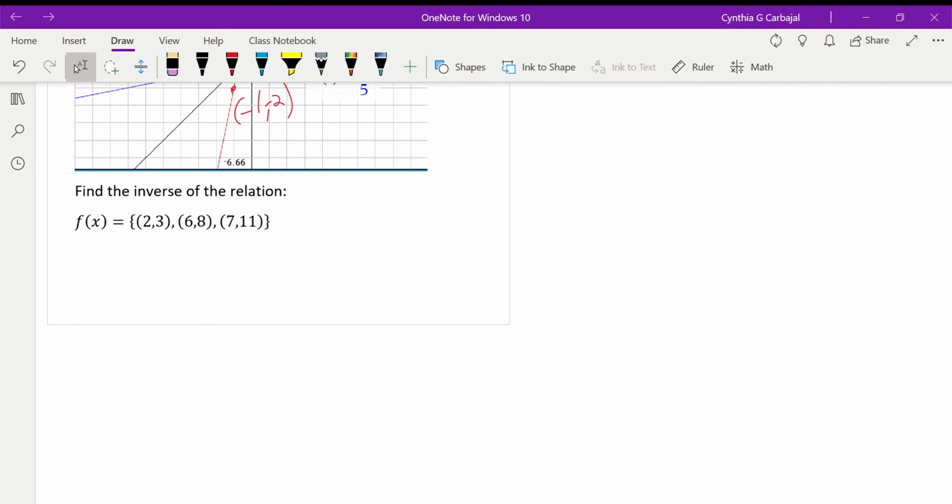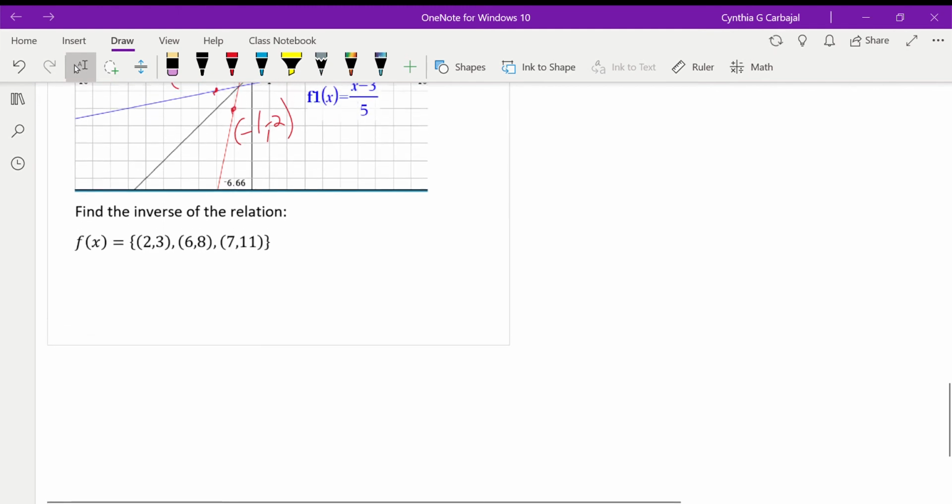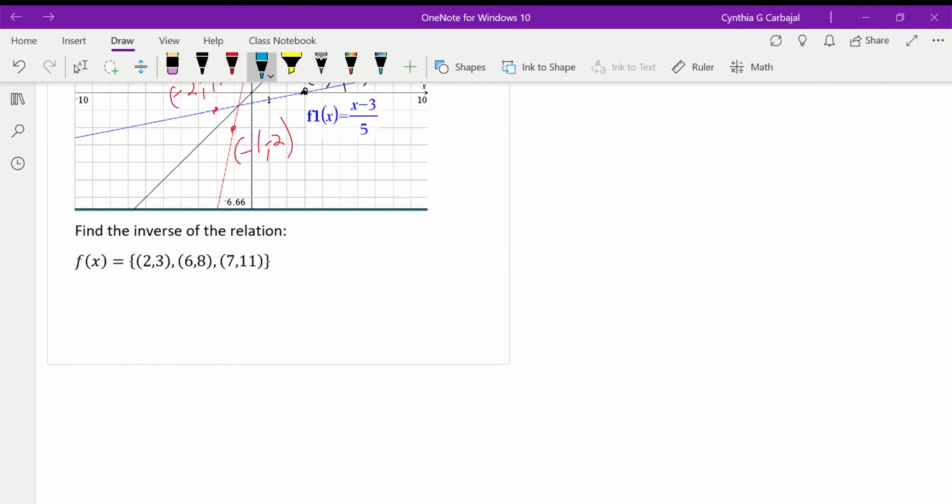Alright, next one, it says find the inverse of the relation. So this is super easy. All you gotta do is switch the x and the y. So the inverse, right, it's written like this, would be what? Well, my first point is 2, 3, so it would be 3, 2.